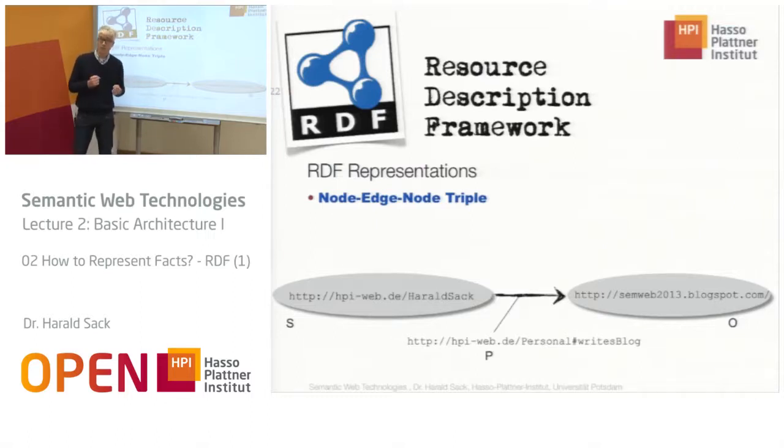So the first representation we have already learned is that one. It's the so-called node edge node triple. It means it's a graph representation.